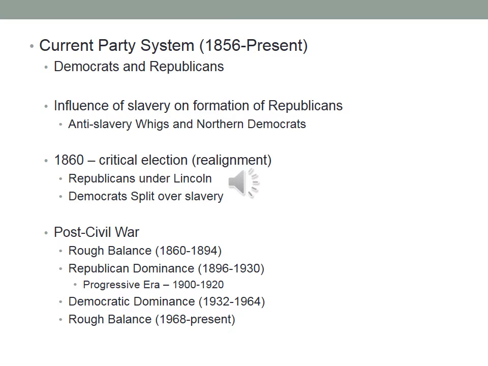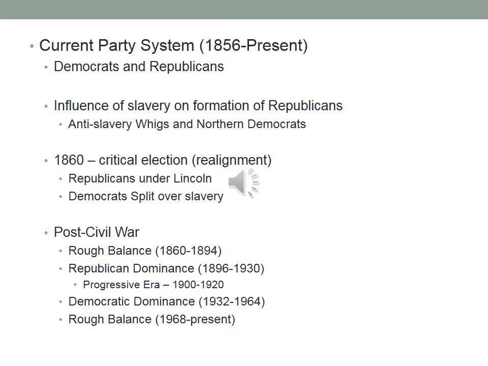And then we get to our current party system. The second party system runs till about 1856. And then, starting in 1856 to the current day, we have what's called our current party system, which consists of the Democrats and the Republicans. Now, the Democrats, of course, were formed in 1828 by Jackson and his supporters.